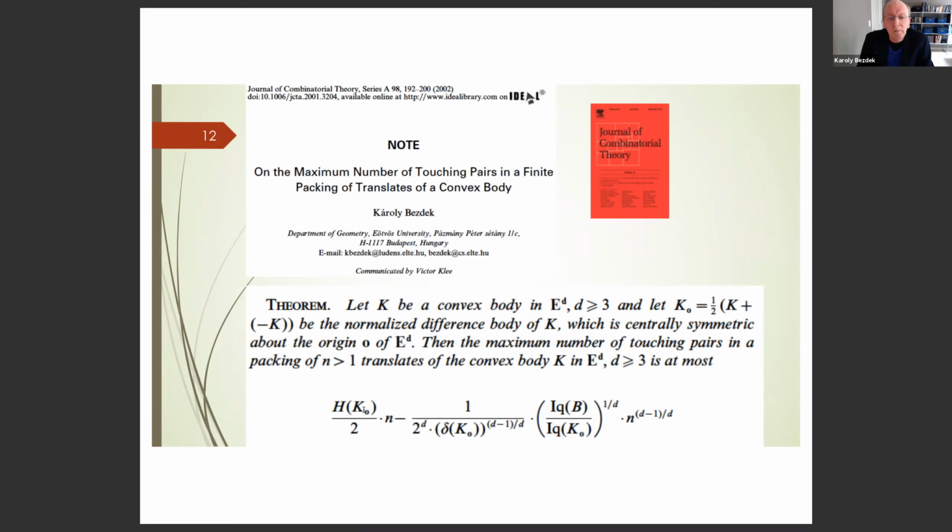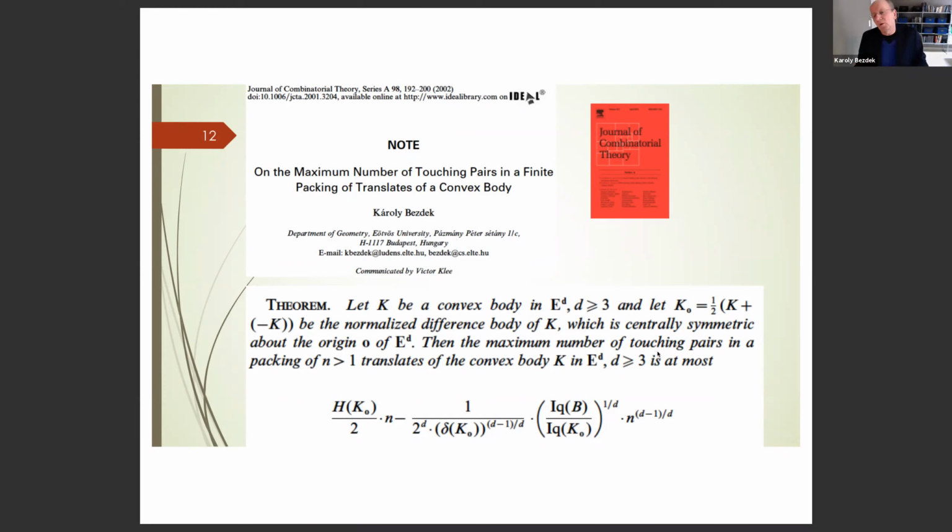And the answer is, you see here in this formula, and there are two quantities which play a role here. We are packing n translates, and the leading coefficient here is something that people have studied independently from this question. It is called the Hadwiger number. H of K0 is the Hadwiger number of K0.